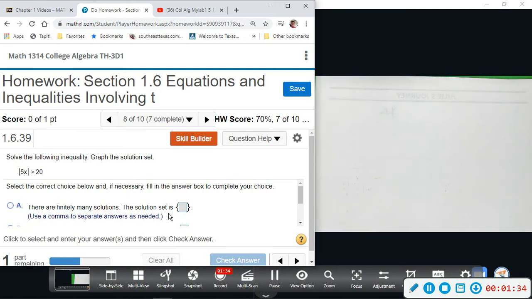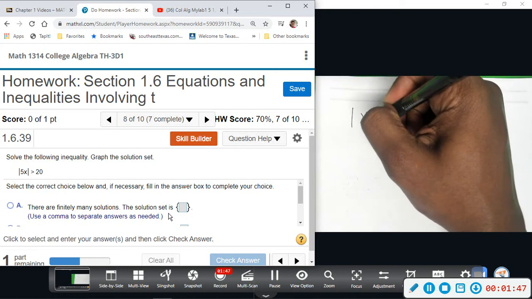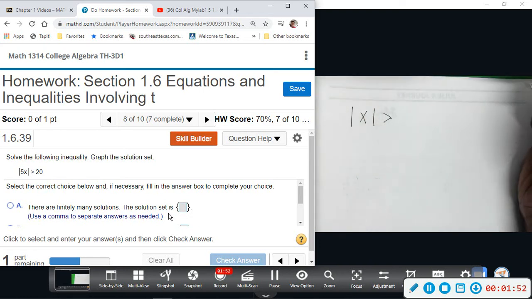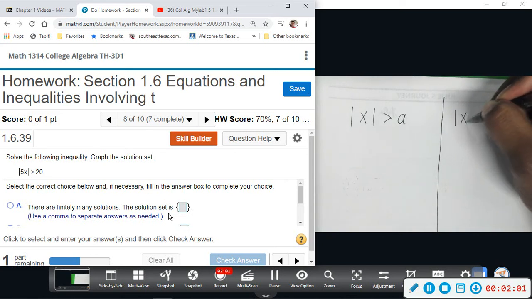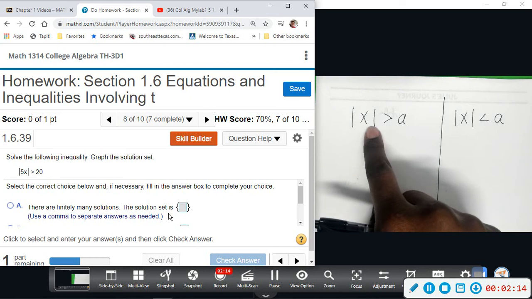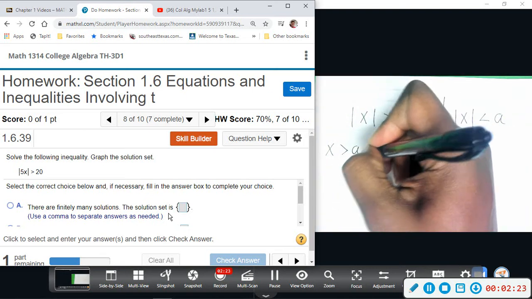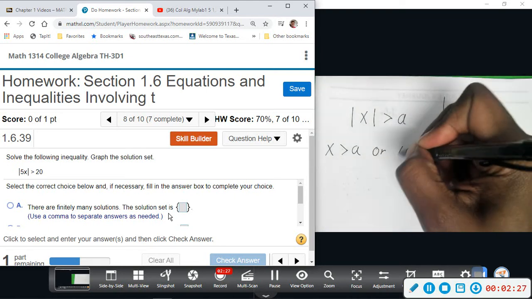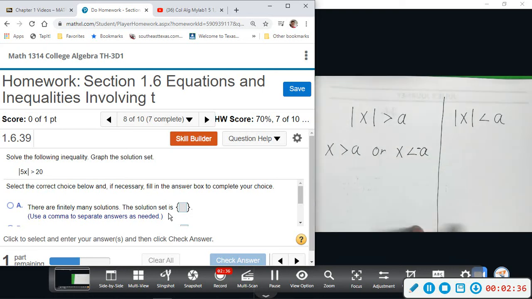Alright, so with number 8, there will be many different variations of this type of problem, so let me make a note. You might have the absolute value of x greater than some number a, and then you might have the scenario where you have the absolute value of x less than this number a. When you evaluate the absolute value greater than a, you write x greater than a, just like it says, or on the other side, x less than negative a. You have to flip your inequality sign when you change the sign. So you solve both, and these will be your 2 solutions.